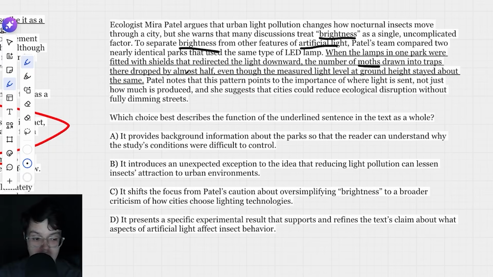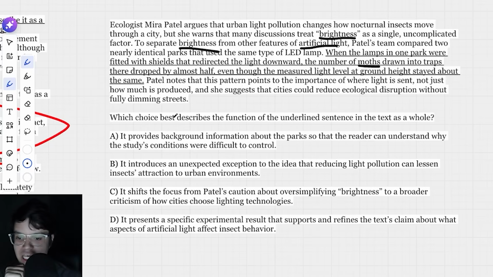So the moths were not really too interested in the light when it was going downwards just because it was going down. Patel notes that this pattern points to the importance of where light is sent, not just how much is produced, and she suggests that cities could reduce ecological disruption without fully dimming streets. Okay, so basically, it doesn't matter as much the exact brightness, just where the light is going, and that's the main thing here. So even if you didn't know some of these words, you probably know more than enough to understand what is going on for the most part.